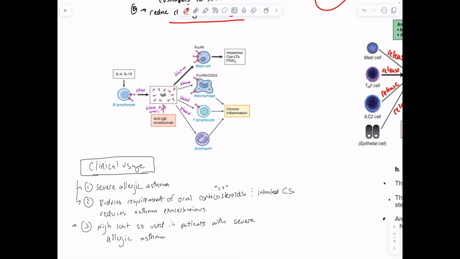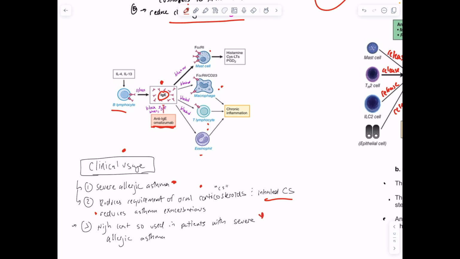So IgE will bind to these different cell types, and then our anti-IgE antibody, omalizumab, is going to block the binding of this guy to all of these guys. And this is just saying our B lymphocytes often release our IgE antibody. Our IgE, we do not like him. Clinical usage of omalizumab is for severe allergic asthma; it reduces the requirement of oral corticosteroids, taken by mouth, and inhaled corticosteroids, and as a result, it can reduce asthma exacerbations.